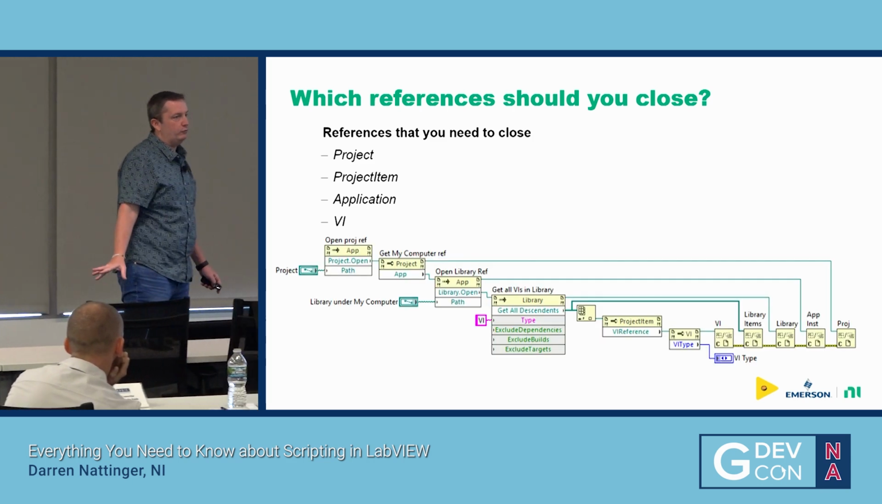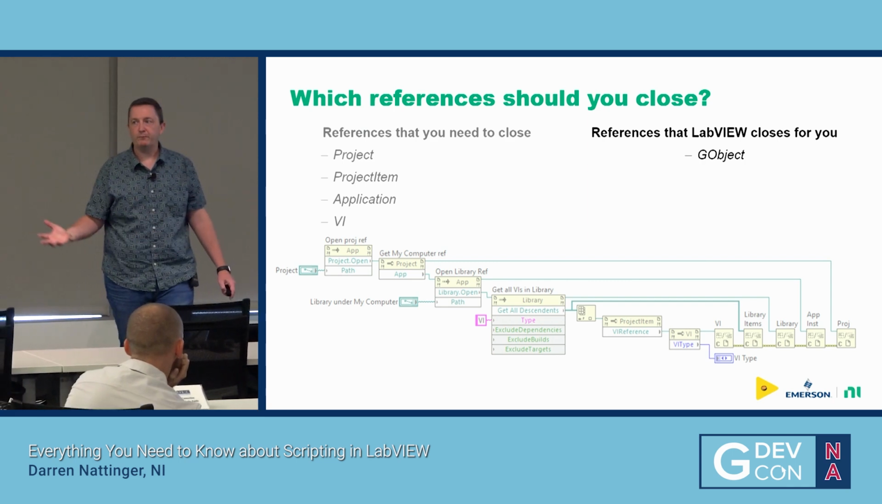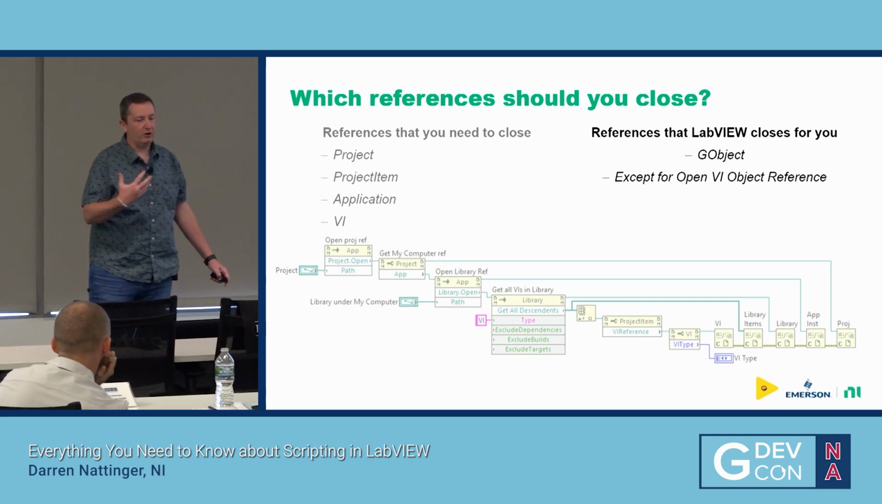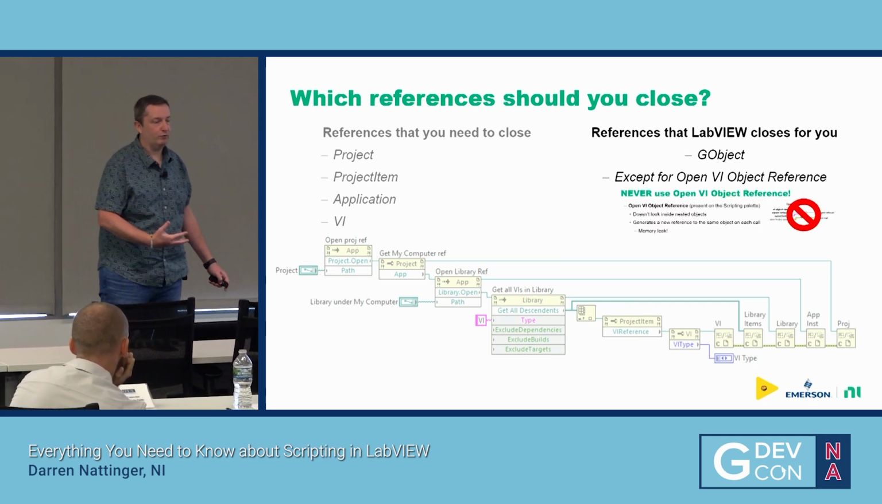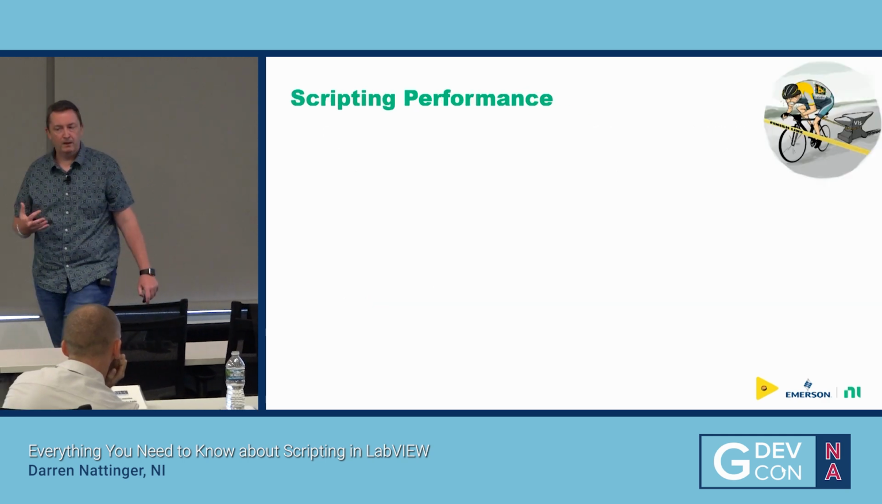Close all the references that you see on the slide here. Don't worry about closing GObject references, which is what I've been talking about this whole time, except for GObject references that are called by OpenVIObjectReference, which, if you recall correctly, there was a slide a few minutes ago that told you to never use that function.